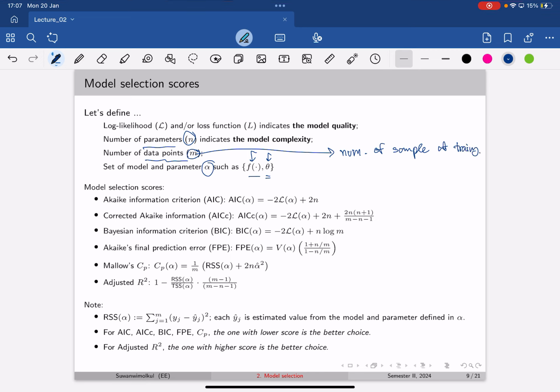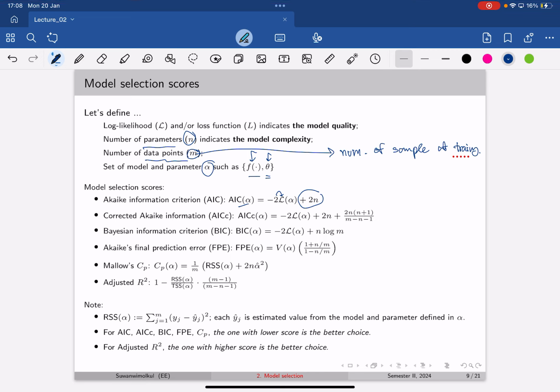So here are the scores. You can have what we call the AIC score. That is a negative of 2 multiplied by the log likelihood. Actually, this log likelihood is very, very similar to the RSS score. If you derive that right from the beginning, it will look very similar to that. And after that, it's added by 2n. And this 2n is like 2 times the number of parameters.